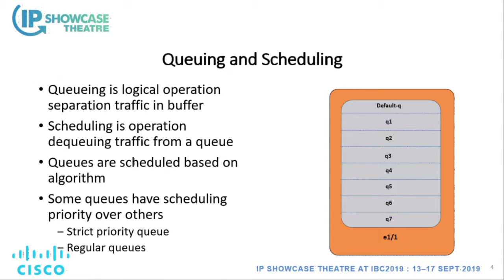Usually a buffer is divided into logical portions, which we call queues. In this case, those queues divide different classes of traffic. You can treat your traffic in a different way.